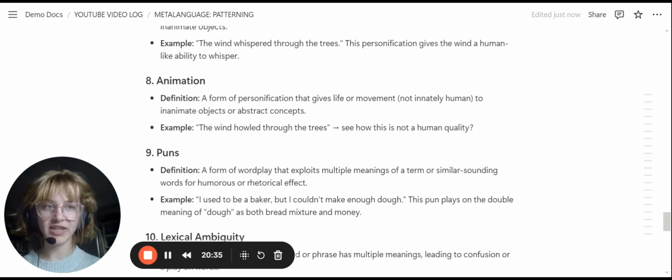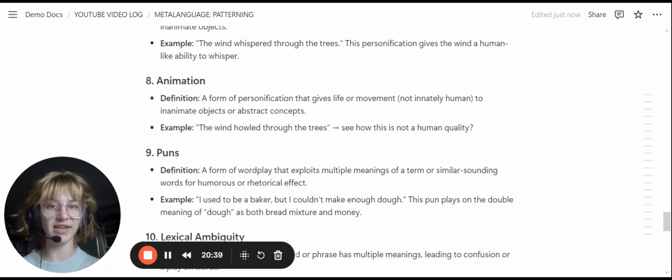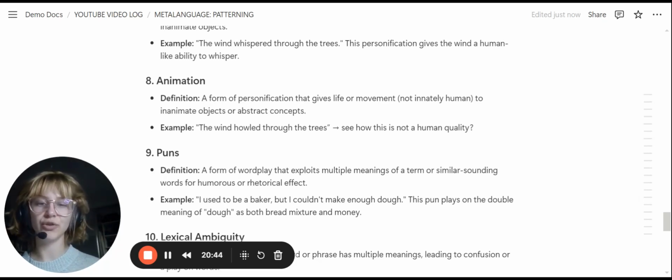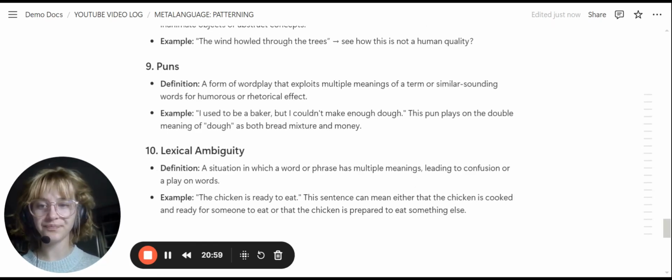However, in animation, it doesn't need to be necessarily a human trait or characteristic. So it's life or movement of any kind given to an inanimate object or concept. So the wind howled through the trees. Well, classically you'd attribute this to a wolf. It's not human, so therefore it's animation, not personification. Good to get over the difference between those two.